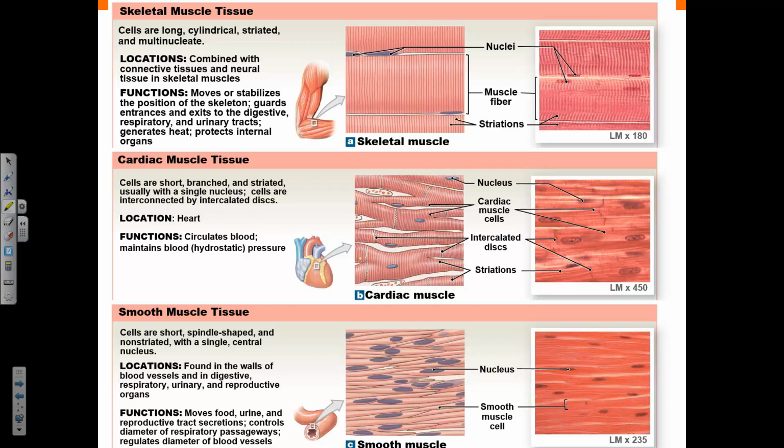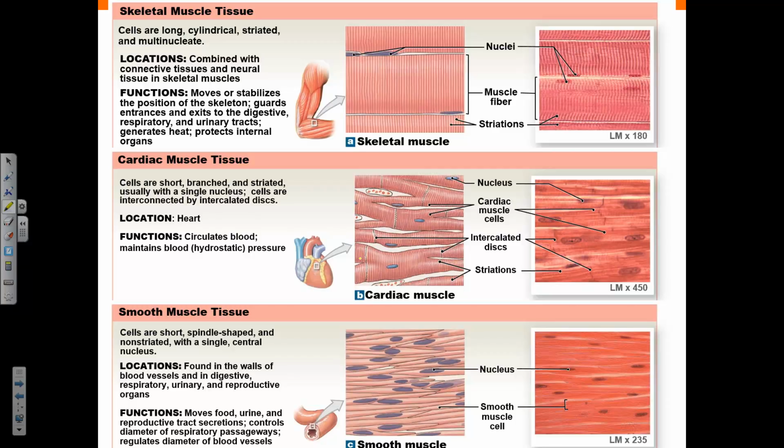The striations seen in skeletal muscles arise from the arrangement of actin and myosin fibers, critical components of muscular contraction. The functions of skeletal muscle tissue include stabilizing the position of the skeleton, guarding entrances and exits to the body, creating heat, and providing protection.